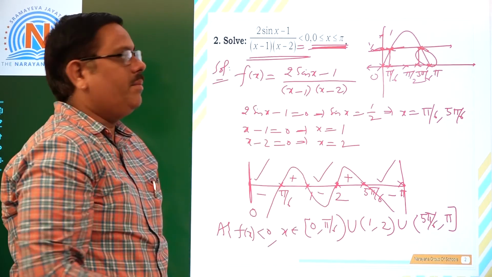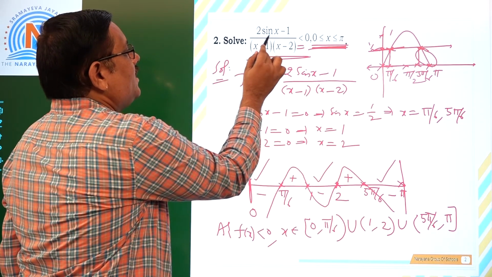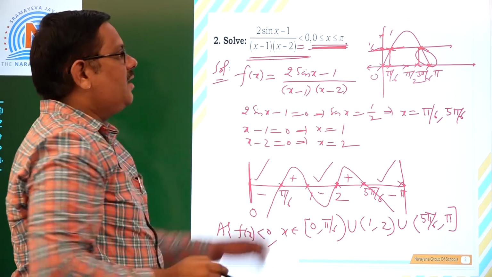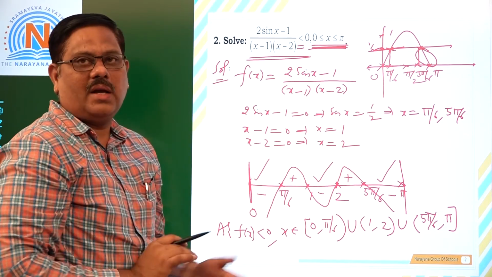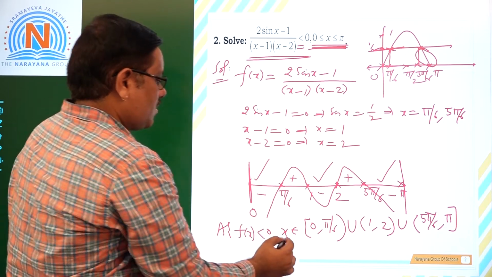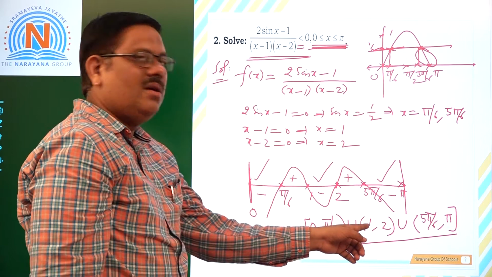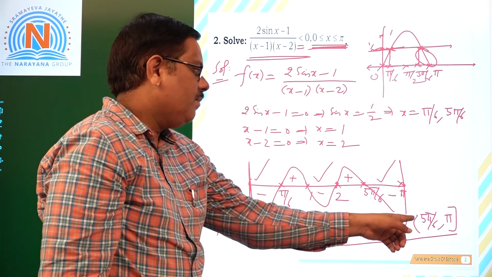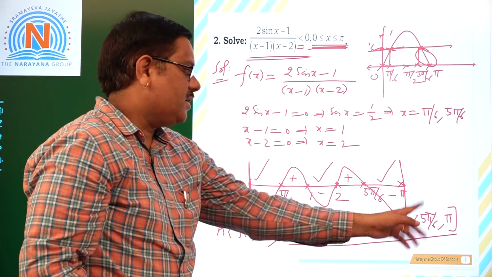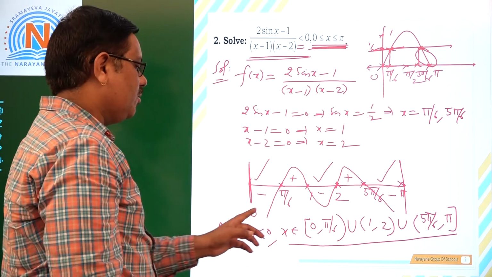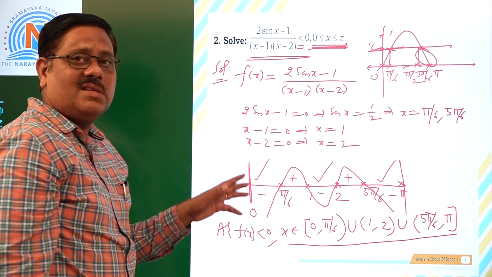Pi can be taken, because if you take pi, 2 sin pi is 0, 0 minus 1 is negative, and negative is less than 0, that is true, acceptable. So here the solution set is x belongs to [0, pi/6] union (1, 2) union (5pi/6, pi]. This is the solution set where f(x) is less than 0.